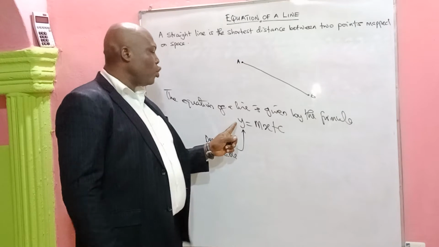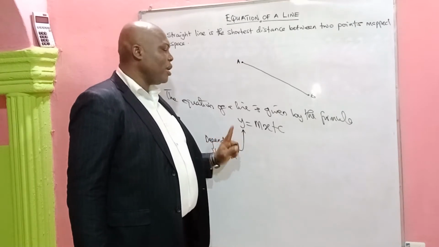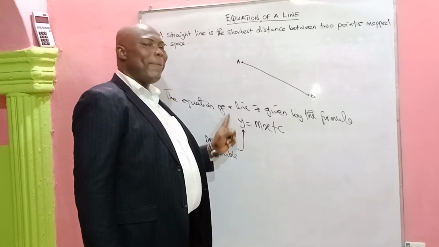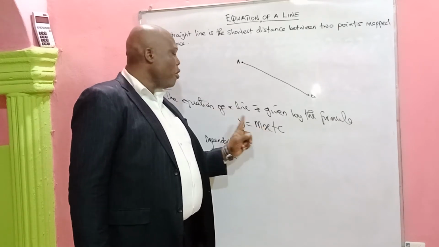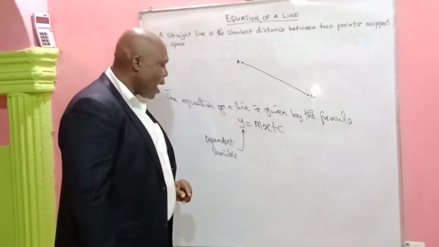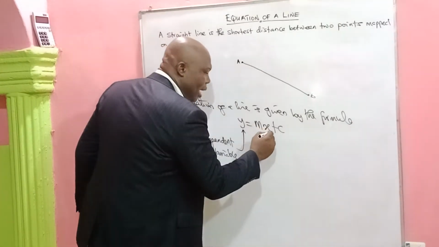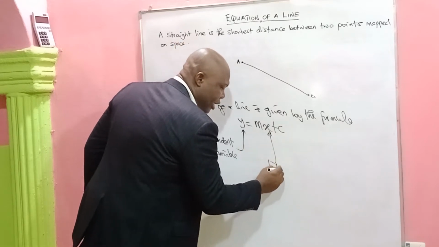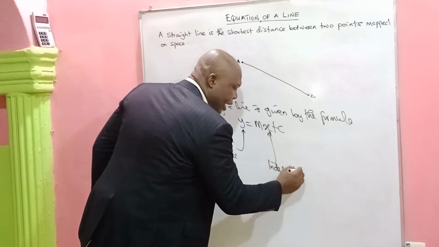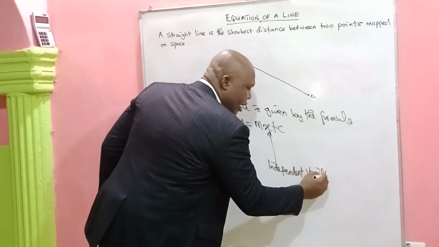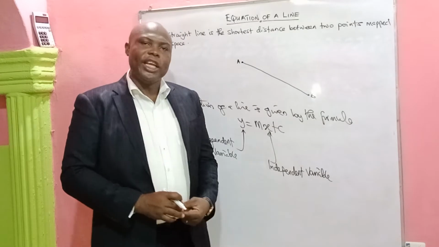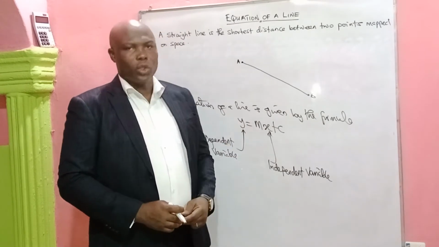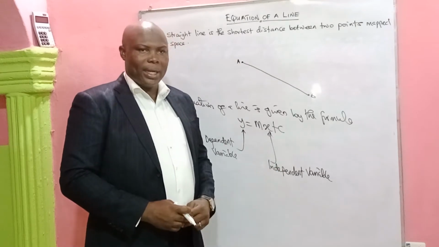Meaning that for y to change, it must wait for the value of x to change before it will change. Meaning that y depends on the change in x for it to change. That's why y is known as a dependent variable. Now, x here is known as the independent variable. X changes whenever it wants to change. Whenever x feels like changing, it changes. It does not need to depend on y for it to change. That's why it is known as the independent variable.